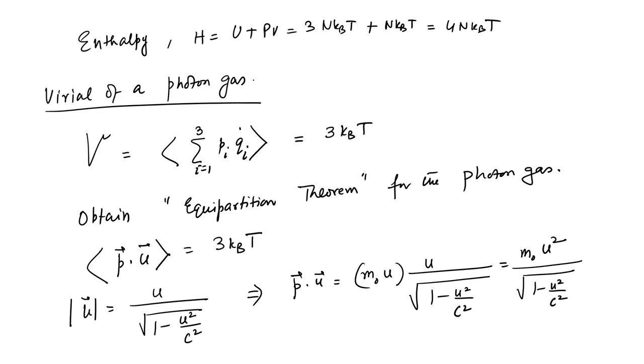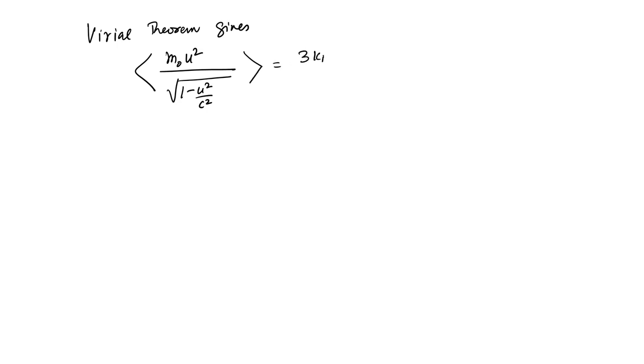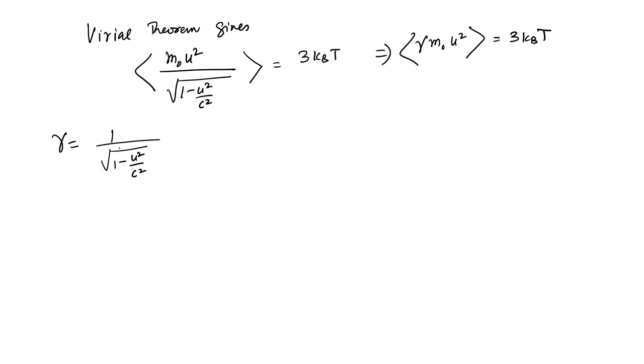And so that tells you the virial theorem gives this, m0 u square, just doing it for one particle, divided by root over 1 minus u square by c square, is equal to 3kT, or you can write it in a compact fashion as m0 u square gamma equal to 3kT, okay? And gamma is equal to 1 divided by root over 1 minus u square by c square. That is the velocity transformation formula that we have used.